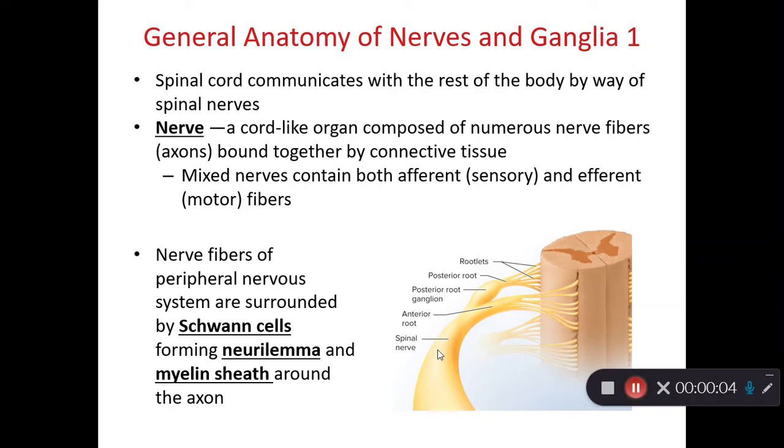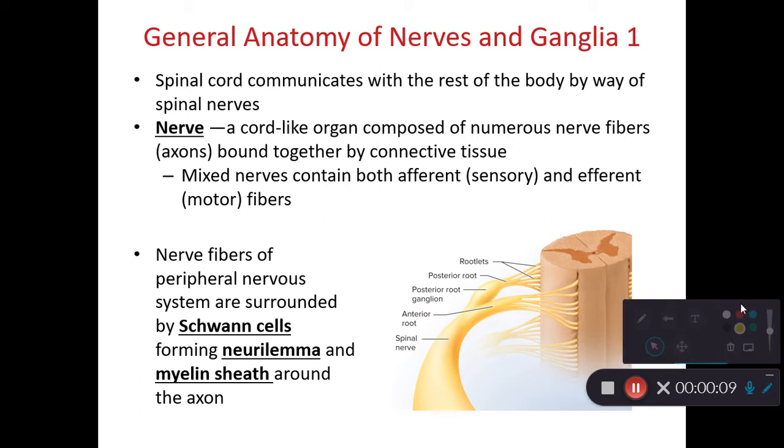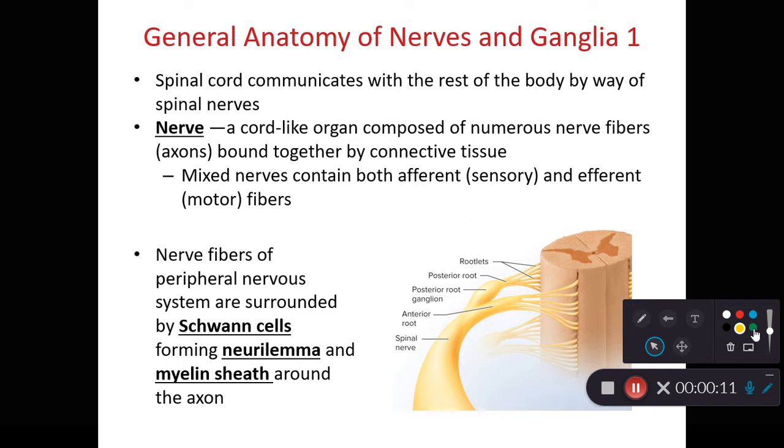Hi class, in this recording we're going to focus on nerves and ganglia. Let's dive into it. So as we're looking at nerves, we first need to define what a nerve is.